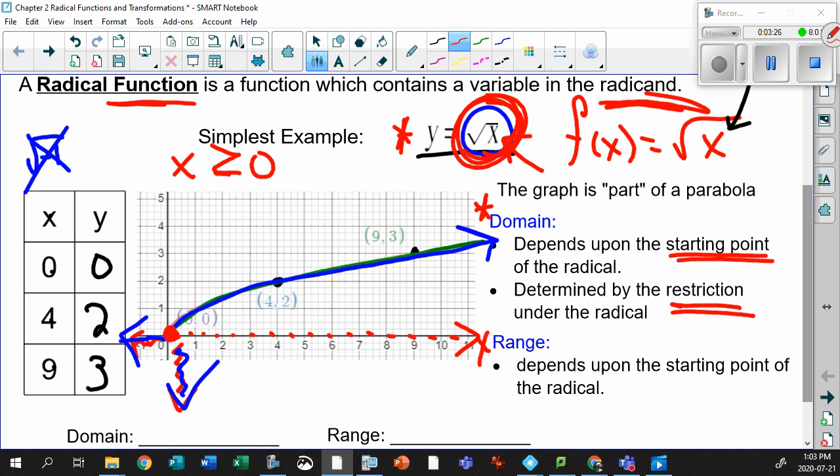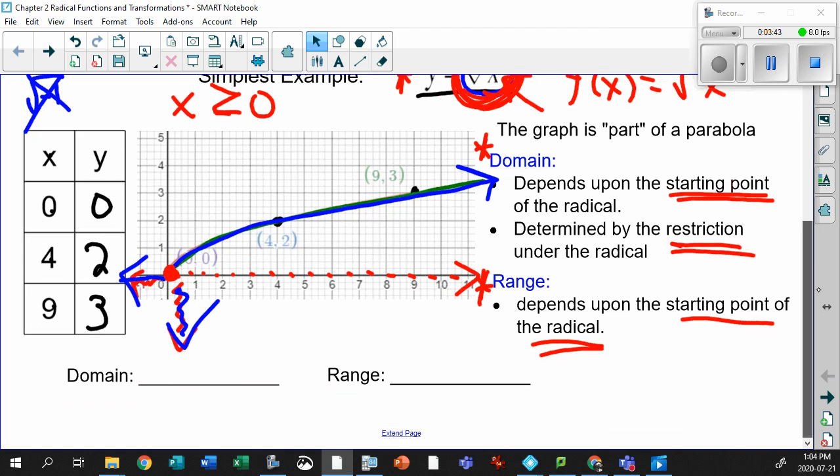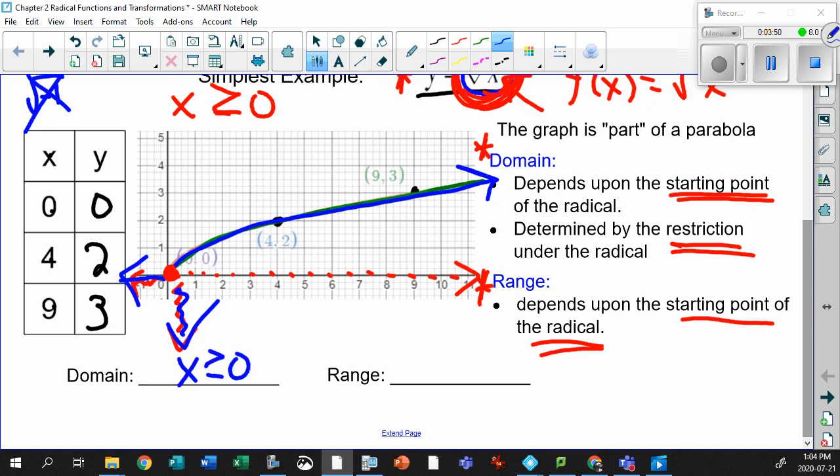Now, range, best thing you can do, just do a quick graph. Range is there. But if you think about it as well, range also depends upon the starting point of the radical. So it's also dependent on what's underneath here as well. Fascinating. So in this particular question, the domain has to be x greater than or equal to 0, and the range in this case has to be y greater than or equal to 0. Wow, is that ever interesting?